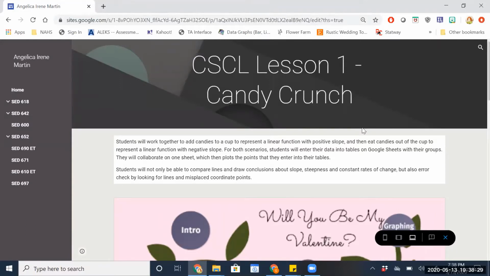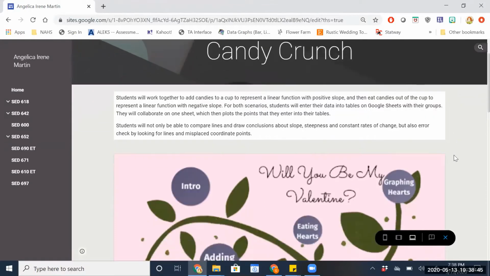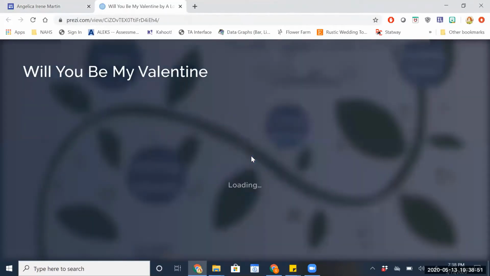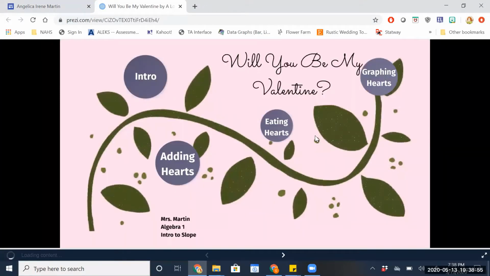To begin, I passed out bags of candies to my kids. It could be M&Ms, Skittles. For this particular day, we used Valentine hearts because the activity was planned for Valentine's Day. Together we worked through a Prezi presentation that I put together, and it's linked right here. If you click on it, it'll take you to the presentation. And together we worked through the presentation to fill out a worksheet.